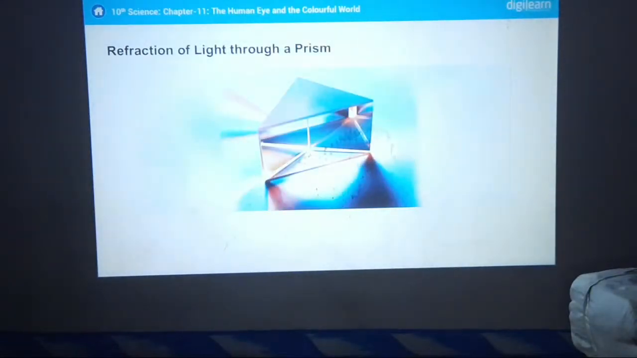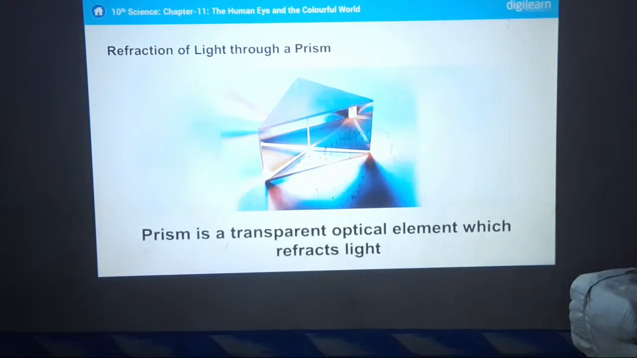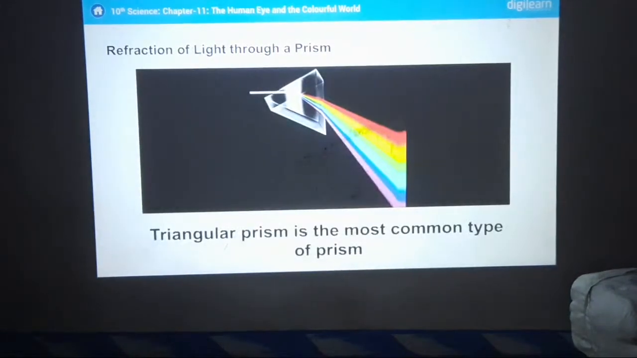Refraction of light through a prism. A prism is a transparent optical element which refracts light. An optical object to be defined as a prism must have at least two faces with an angle between them. Triangular prism is the most common type of prism. It has two triangular bases and three rectangular lateral surfaces. The angle between two lateral surfaces is called the angle of the prism.